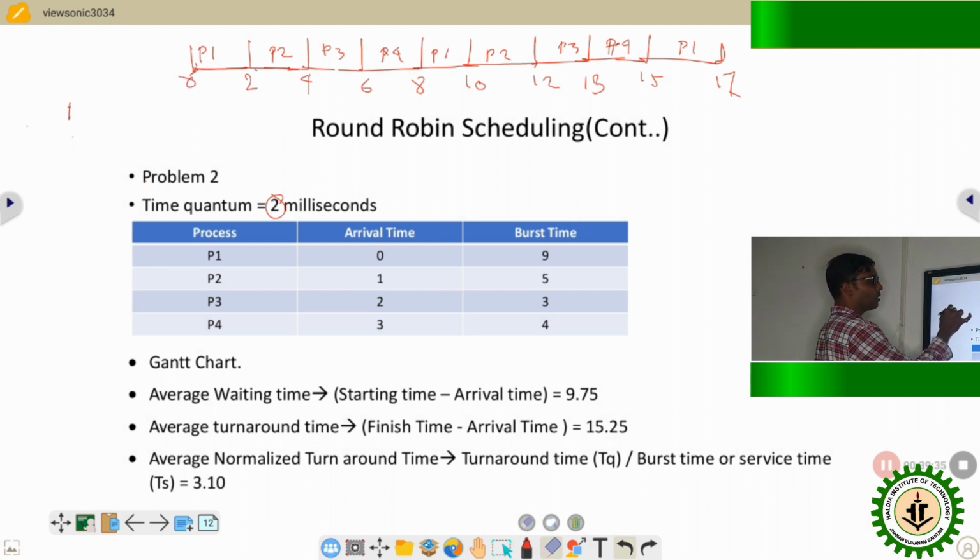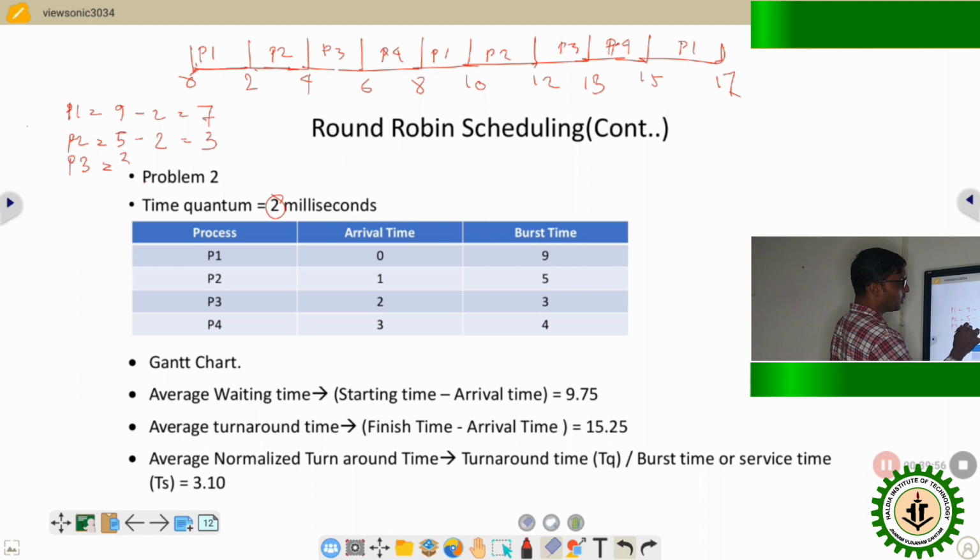So process P1 first gets the chance, and 9 minus 2, that is 7 is remaining for process P1. For process P2, 5 is the maximum, 2 is executed, 3 is remaining for process P2. For process P3, it is 3 and 2 is already executed, that is 1 is remaining. For process P4, how much? 4 minus 2, 2 is remaining.